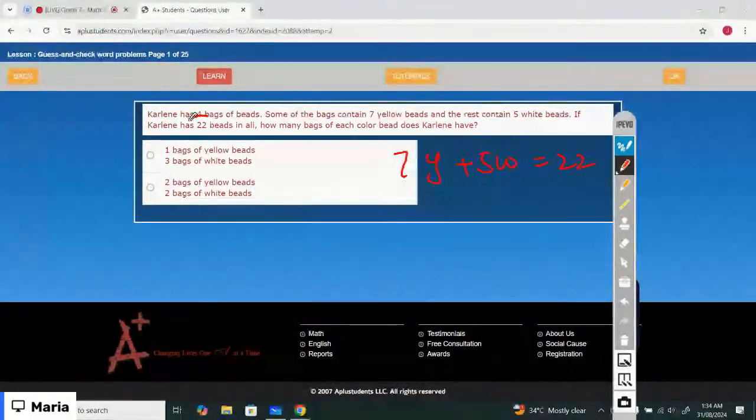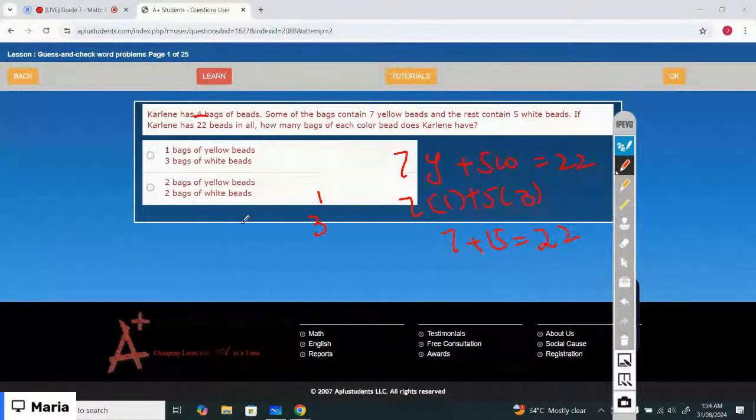So he bought 4 bags, right? You have to see now. For 1 plus 3 makes 4, right? Let's just see. 1 yellow and 3 white. So 7 times 1 is 7 and 5 times 3 is 15. And 15 plus 7 makes 22.